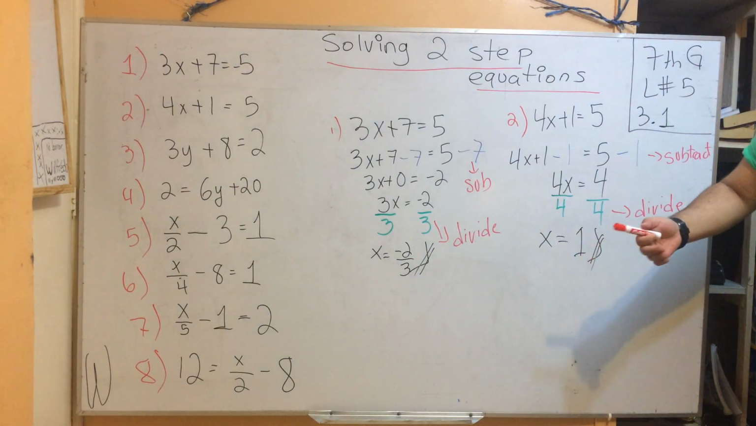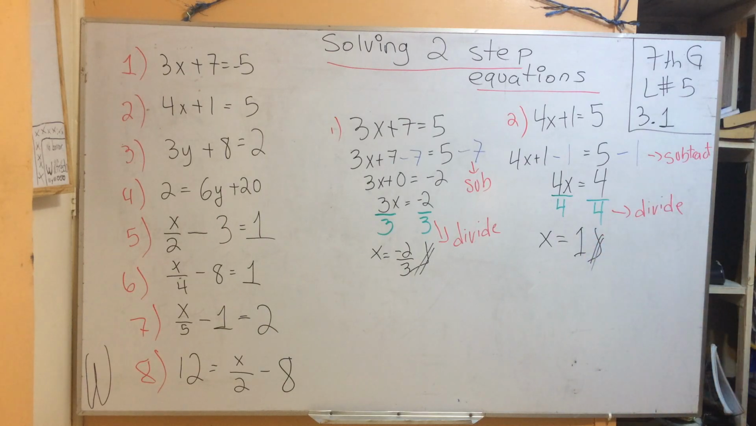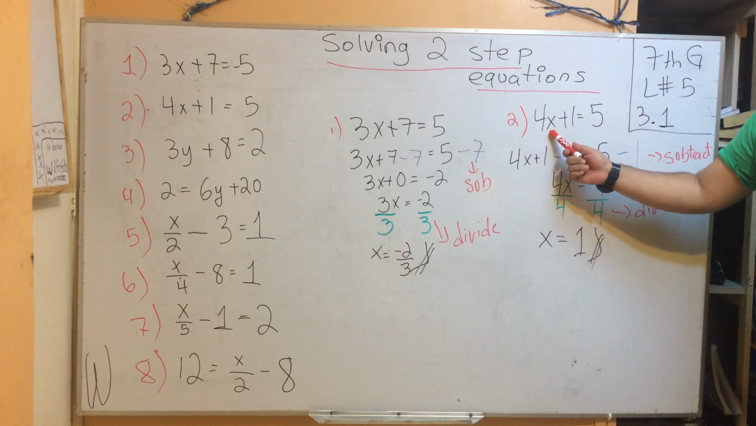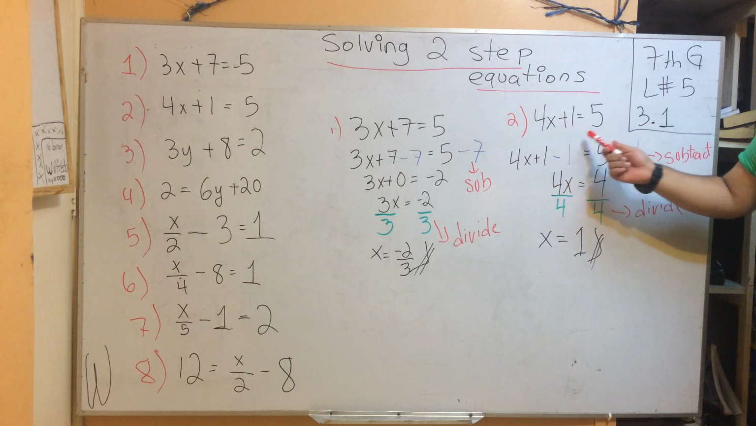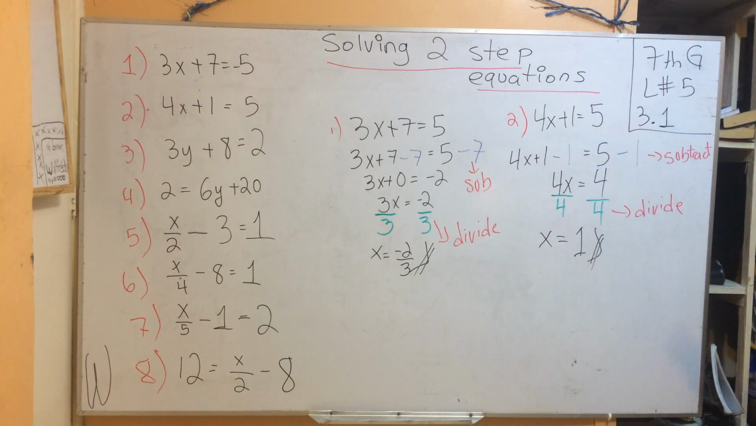Let's check this one because it's easier. How do we know that this x is correct? Let's put it here. 4 times 1, 4. Plus 1 equals 5. Okay, so that's how we check that it's correct.